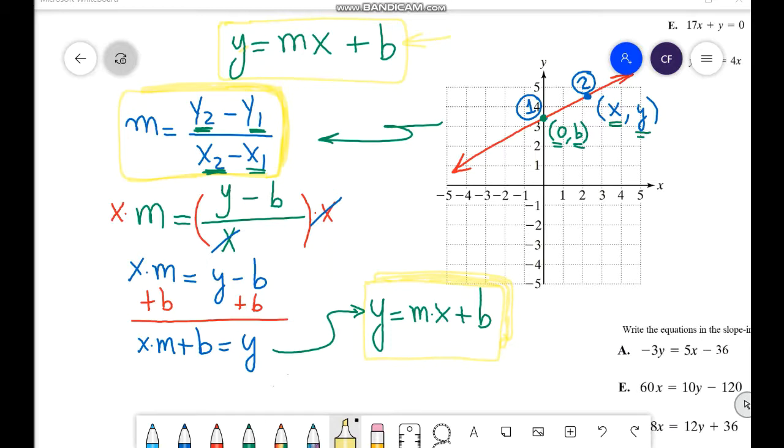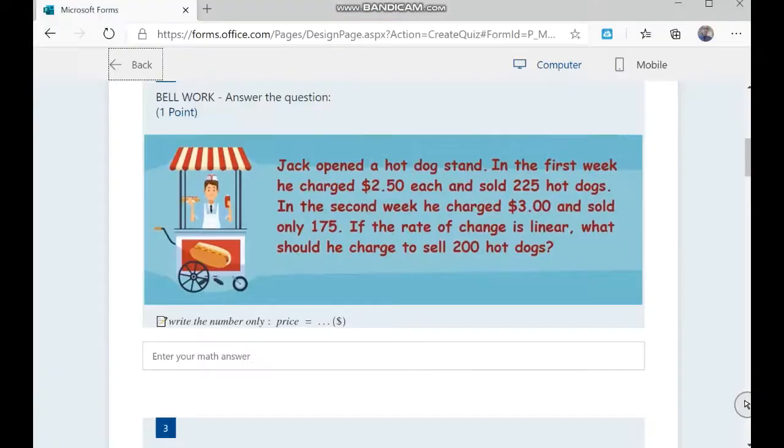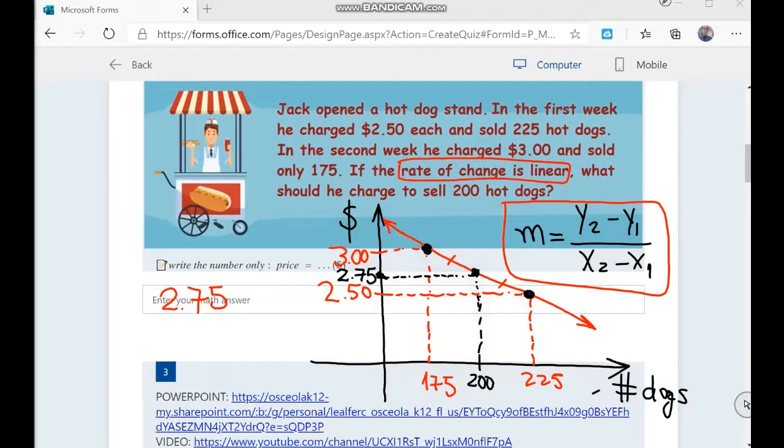Pretty good. Moving on. Let's get the bell work back here.